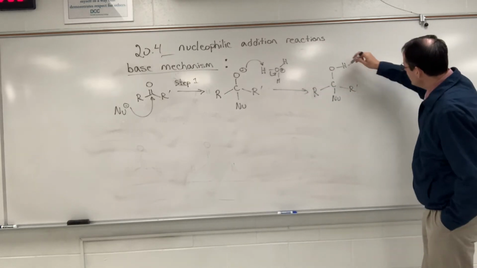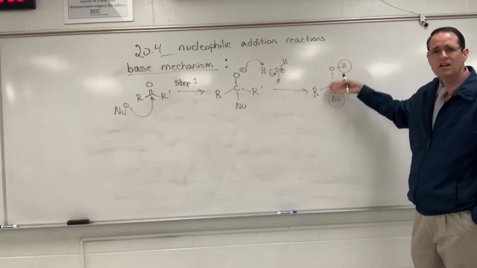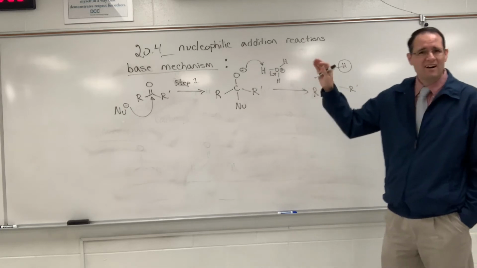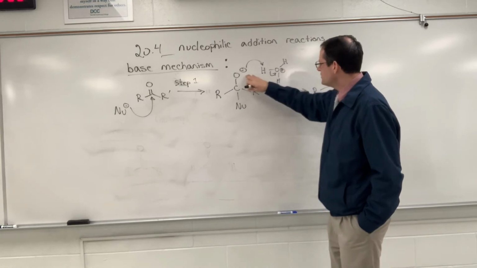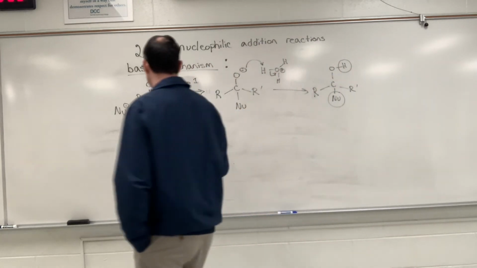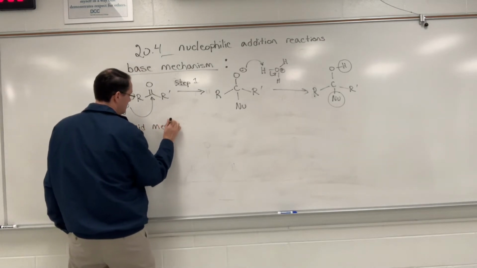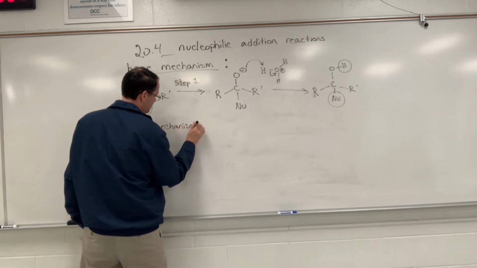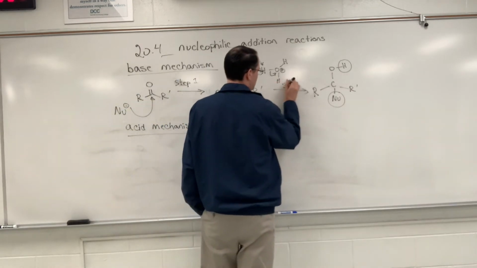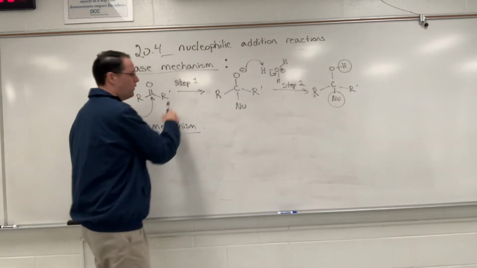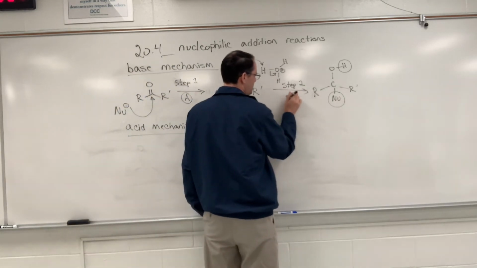So again, what we've done is an addition reaction. We've added the nucleophile and we have added hydrogen across the carbon-oxygen pi bond. So the nucleophile always attaches to the carbon and the hydrogen always attaches to the oxygen. In an acid mechanism, the order is reversed, okay? In step 1, we have an addition of the nucleophile, and in step 2, we have a protonation.